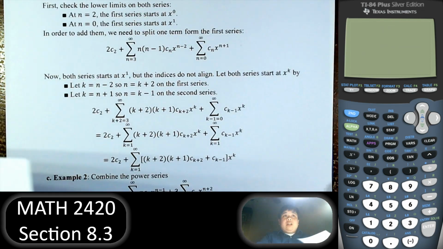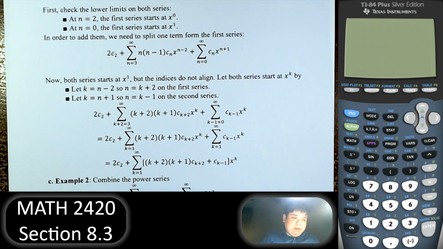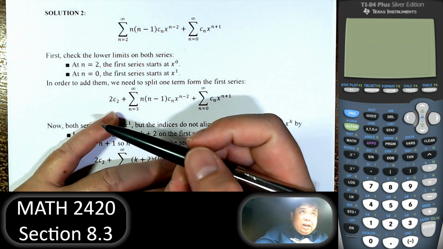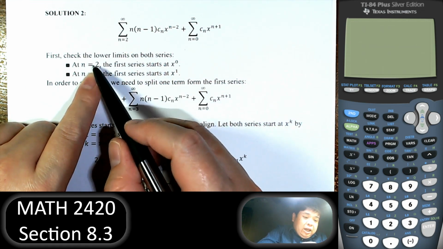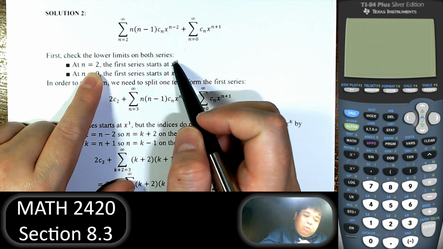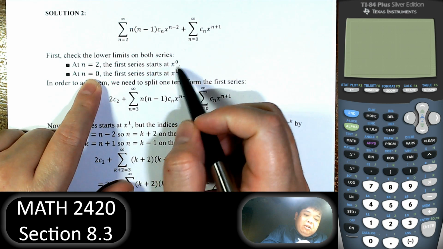Now, or we can do this the other way around. Take care of the index first, and then we'll take care of the power. First, we check where the index starts. This one starts at 2. If you put 2 in here, this series starts at x to the 0 power. If you put the lower limit here, this series starts at 1.